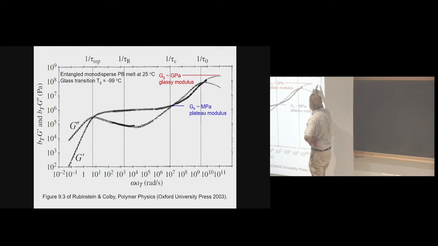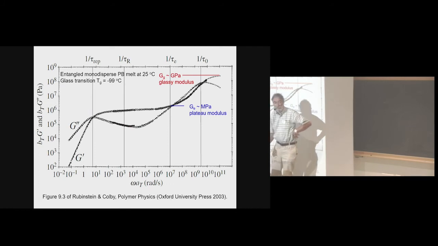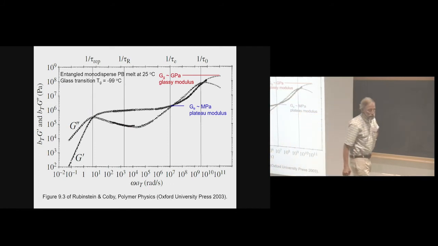So here's the glassy modulus, G prime being flat at high frequencies. Here's the plateau modulus, G prime being flat at intermediate frequencies now, that were the highest frequencies in the previous experimental data that we showed. There's kind of a transition zone in between the two, and then we have the rubbery plateau and eventually terminal response with G double prime proportional to frequency and G prime proportional to frequency squared.